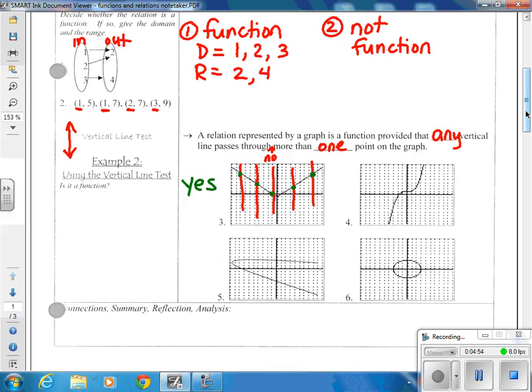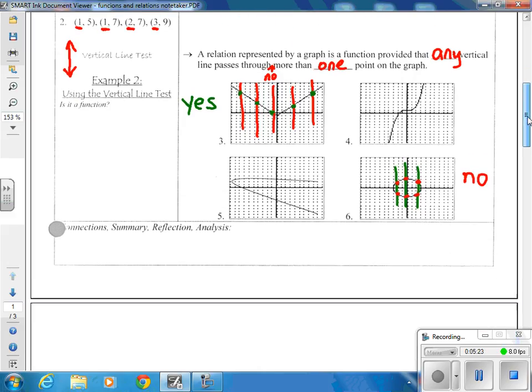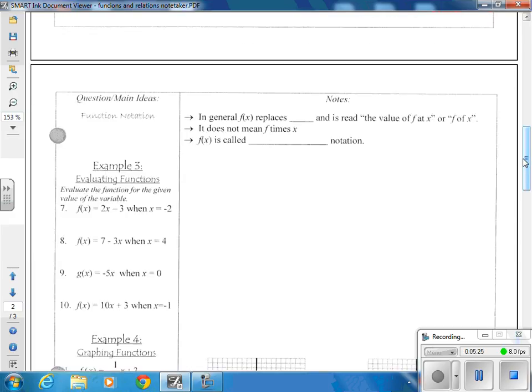If you go to number 6, and if I draw vertical lines, you're going to notice that on these vertical lines, I'm actually hitting the graph in 2 spots, which means it fails the vertical line test. So you either pass it or you fail it. If it fails the vertical line test, then you say, no, it is not a function. So number 3 is a function because it passes. It only hit once. Number 6 is not a function because it fails the test. So you try numbers 4 and 5, and we'll see in class what you come up with based on your ability to do the test.